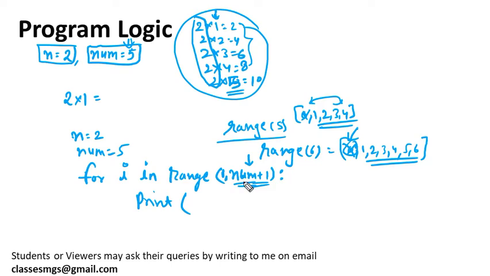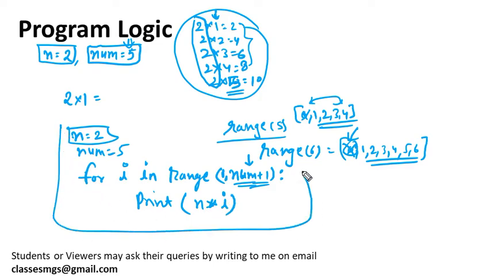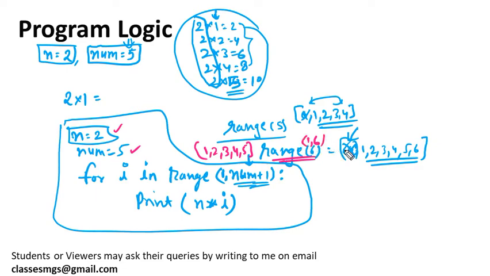So n needs to be multiplied with this i, and here it is. So this is your problem actually. Now I will show you the dry run here. Let's try n is 2 and number is 5. So this range function will return this list, 1, 2, 3, 4, 5. Range 1 comma 6 will return this list.